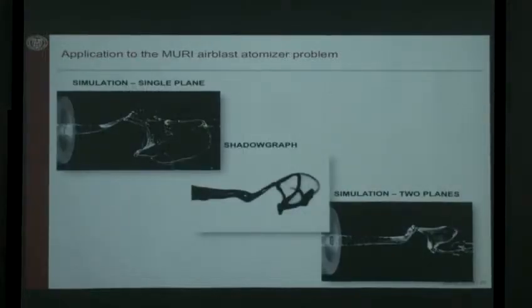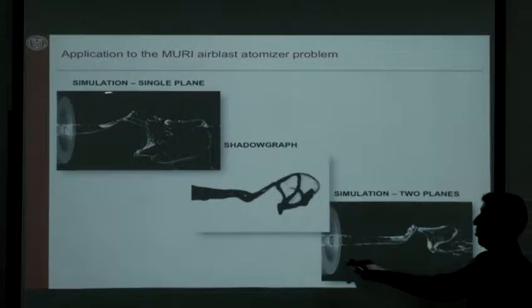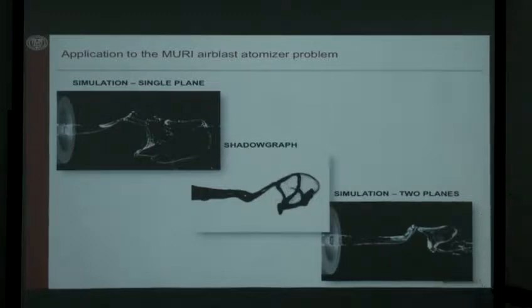Now, if you apply that to the case I showed you before, this MURI project that we have, where we're looking at an air blast atomization process, this is what we were seeing in the experiments. This is what we were simulating before. With this, now we're forming a film. Okay, so now we have a bag. This bag is maintained. How long is it maintained? Well, potentially forever so far.